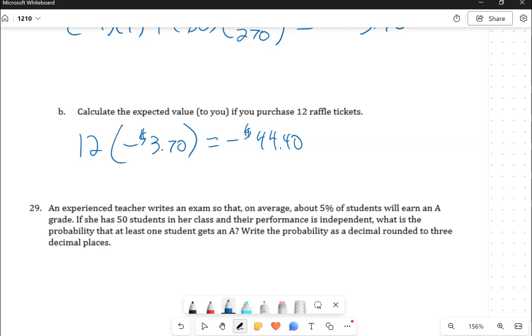Number 29. An experienced teacher writes an exam so that on average 5% of the students will earn an A. If she has 50 students in her class and their performance is independent, what is the probability that at least one student gets an A?